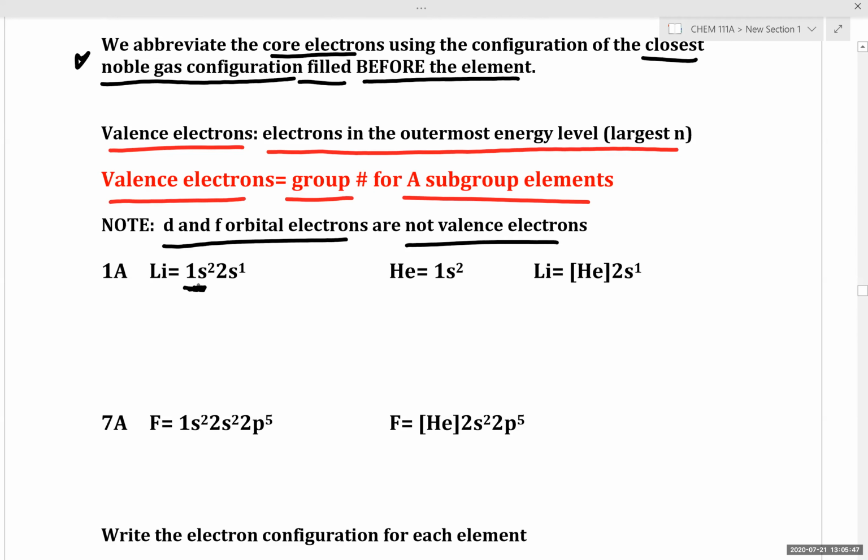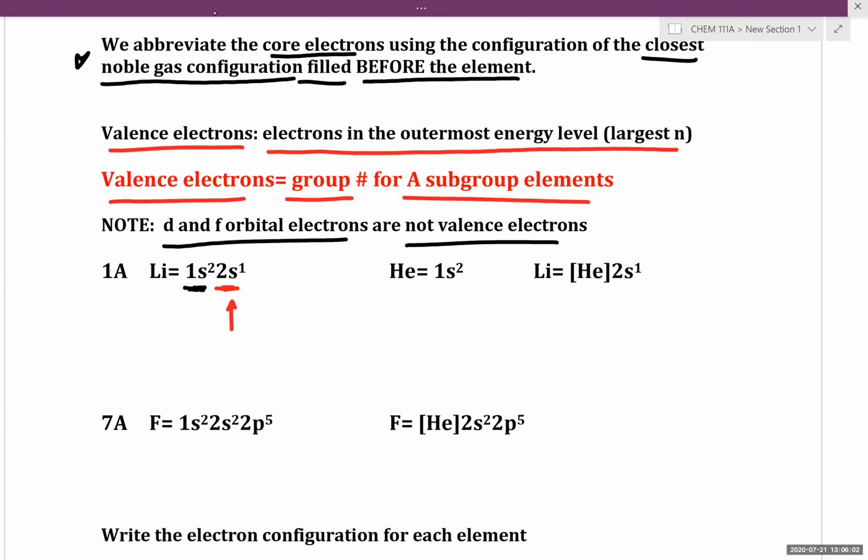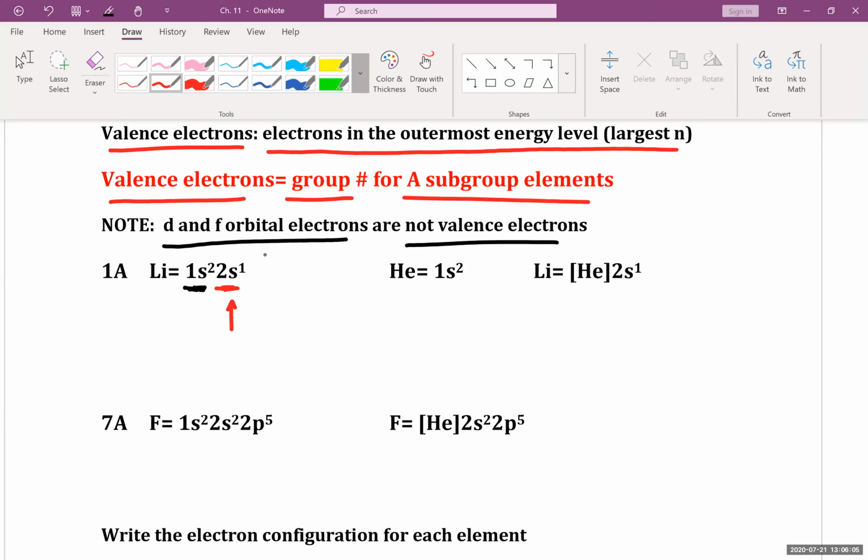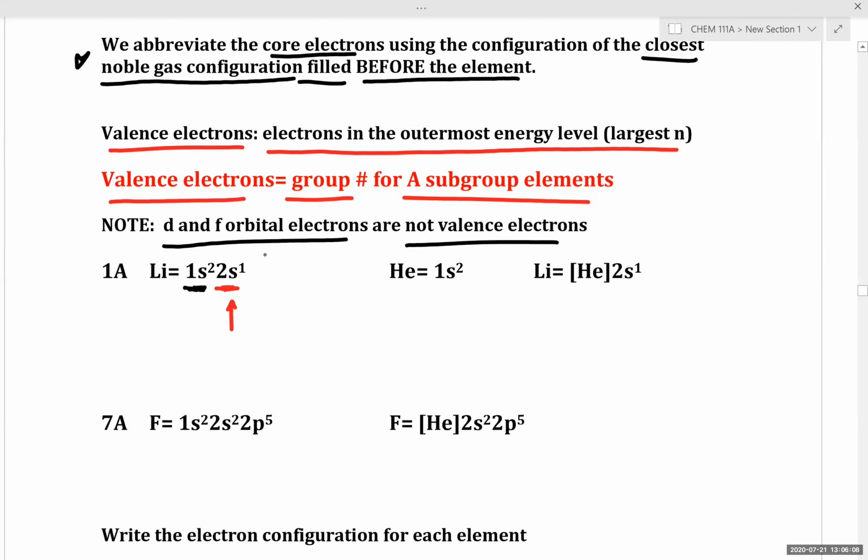Okay, so to show how this works in practice, if we look at lithium, our core electrons are our 1s electrons, while our valence electrons are the 2s electrons, because the electrons in that shell are found in the orbital with the largest n value. These are the electrons farthest from the nucleus. Now, the closest preceding noble gas, the closest noble gas before lithium, is helium, which can be written as 1s2. So then we can abbreviate the 1s2, the inner shell or the core electrons, using the noble gas configuration of helium.